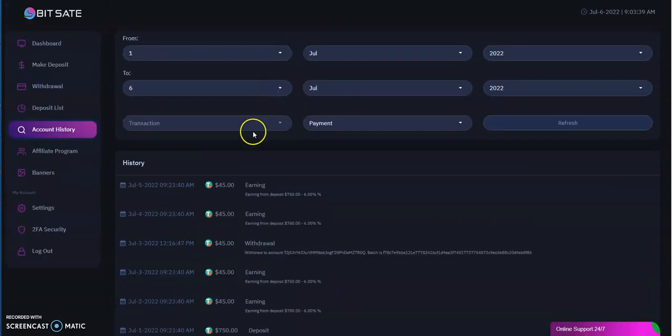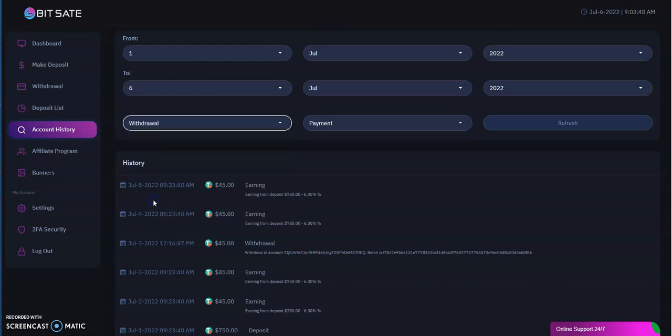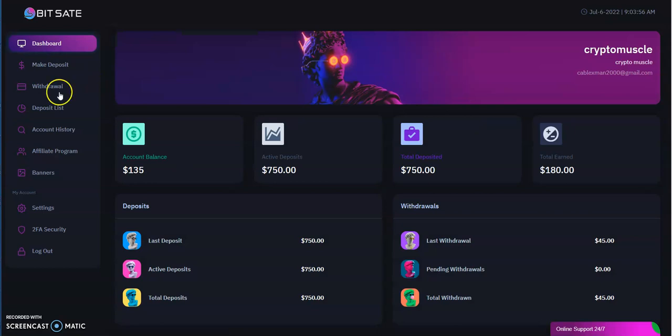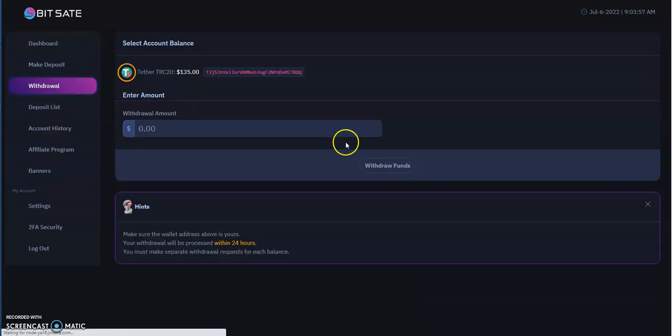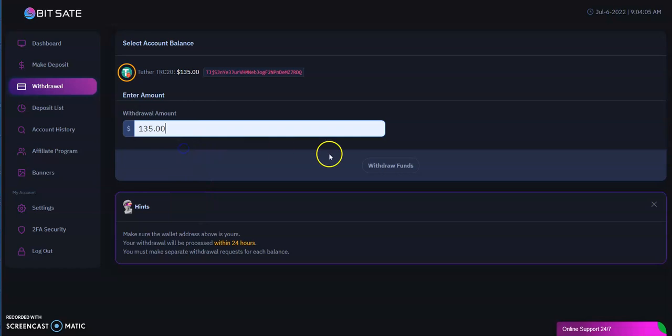Let me find that real quick here. Is it payment? No. Withdraw. And refresh. Yeah, I've only done one withdrawal so far, $45. So let's do another withdrawal now. It says I have $135 here. Okay, put it in there.